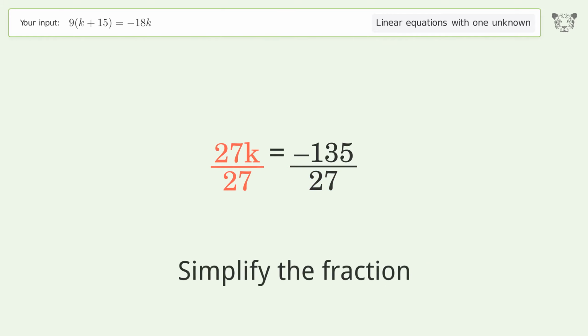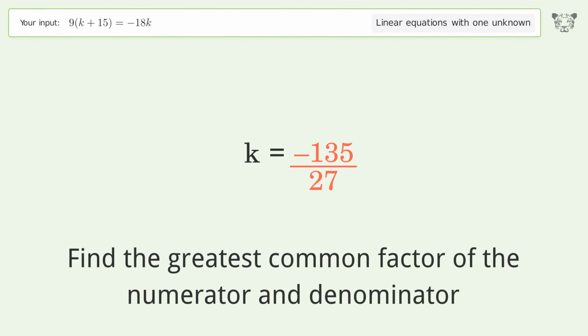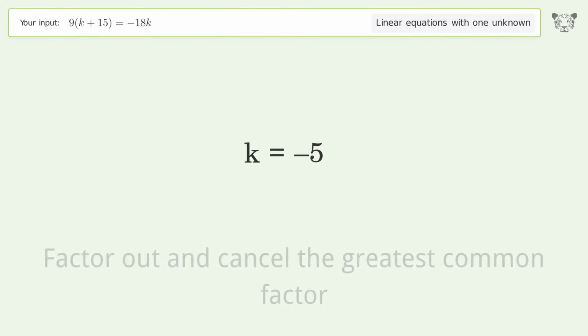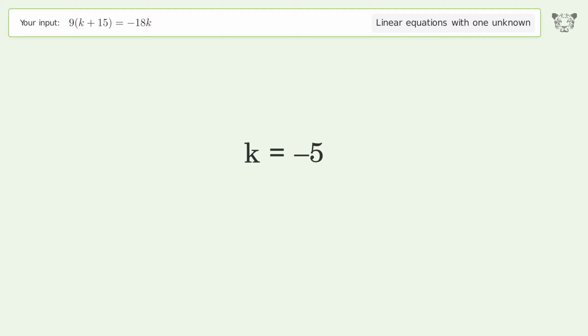Simplify the fraction. Find the greatest common factor of the numerator and denominator. Factor out and cancel the greatest common factor. And so the final result is k equals -5.